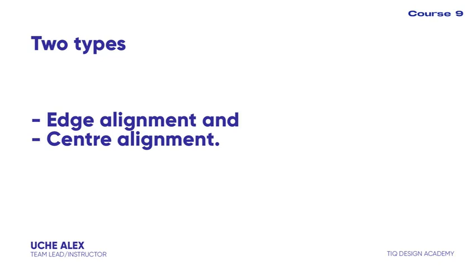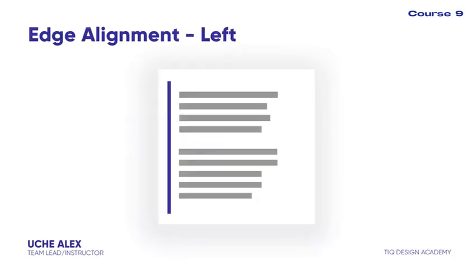Now there are four types of edge alignment, and the first one is edge alignment by the left, or you can simply call it left alignment. So here the elements in the design are aligned towards the left of the design. You can see I have placed a blue line by the left to show you the side of the design where the elements are leaning towards.